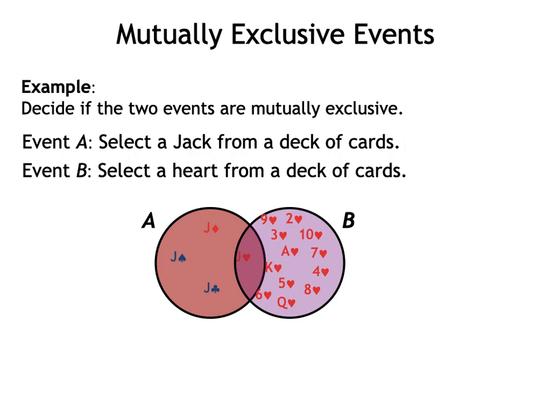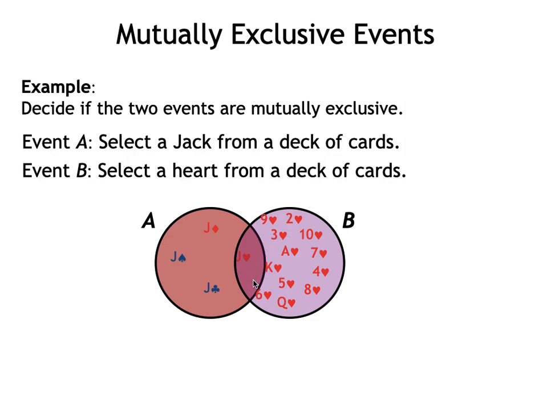And event B is selecting a heart from a deck of cards. So selecting a heart from a deck of cards would mean that we will get an ace of heart, 2, 3, 4, 5, 6, 7, 8, 9, 10, and then we have jack, queen, and king. All right, and notice that the jack of hearts is found in both A and B. They have something in common.